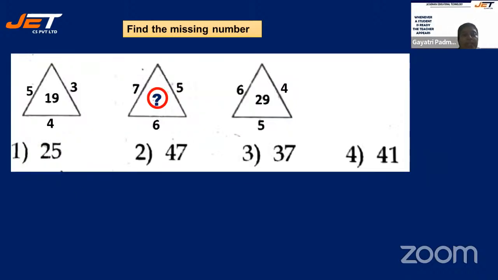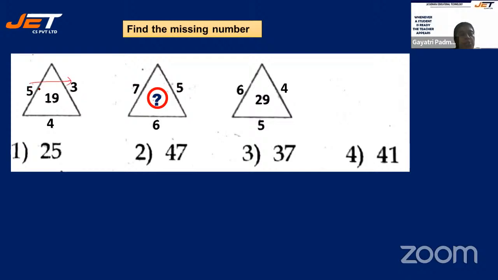With the same understanding, let's try to do the next sum. So 3 triangles are given. The middle triangle alone has a missing number. So don't take more than 30 seconds. All right, so one strategy could be followed. See, let's try.